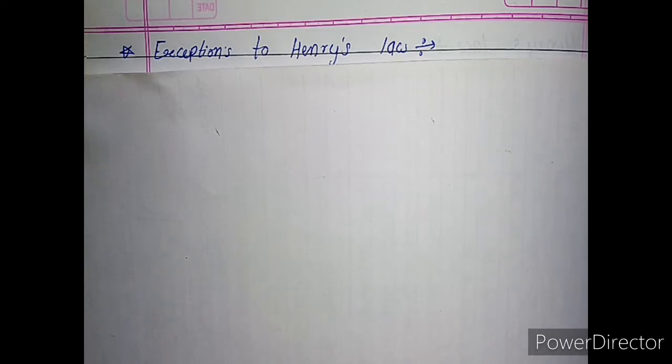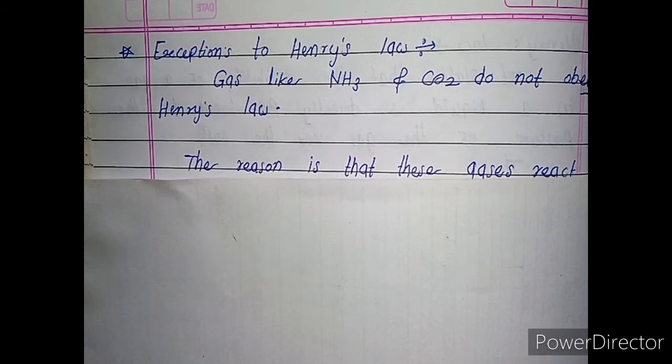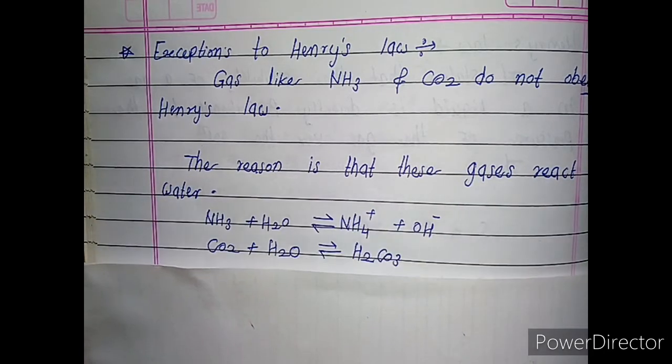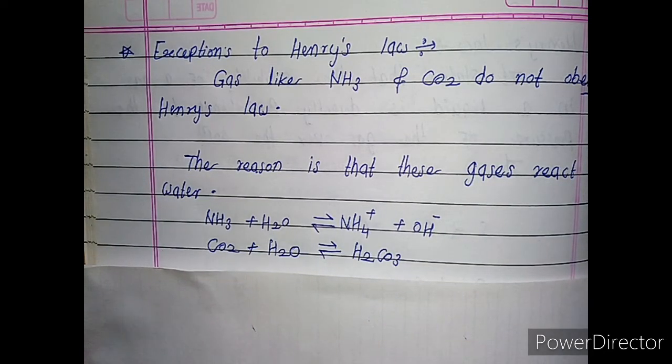So what kind of reactions take place over there? The reaction takes place like this. NH3, ammonia, when reacted with water, produces NH4 plus ion as well as OH minus ion. Similarly, carbon dioxide, when dissolved in water, produces H2CO3, that is called carbonic acid. This means when these gases are passed into liquid water, because of their polar nature, they show greater solubility.